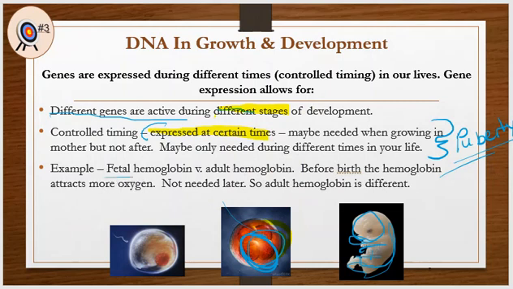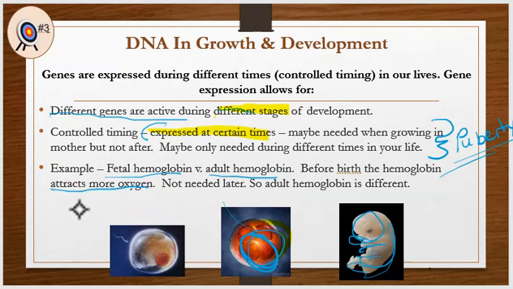Another example is fetal hemoglobin versus adult hemoglobin. When the baby is in utero, the mother handles all the oxygen capture and delivery for the baby because she's doing all the breathing. So they don't need the hemoglobin of the baby.